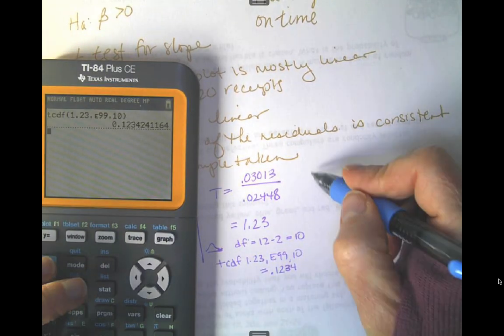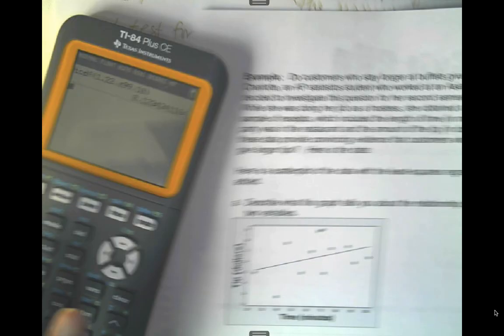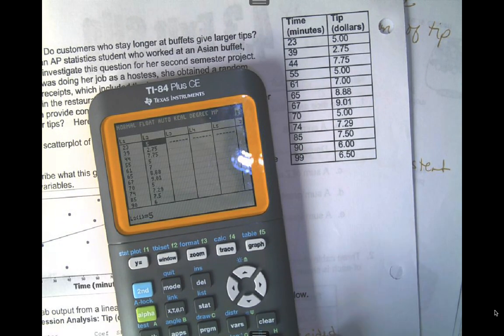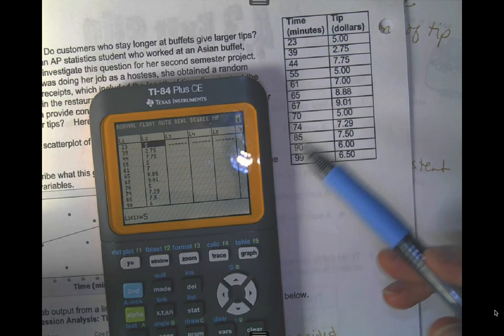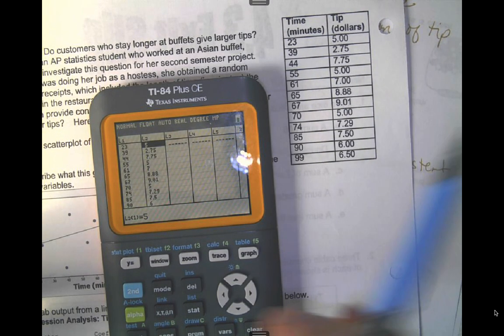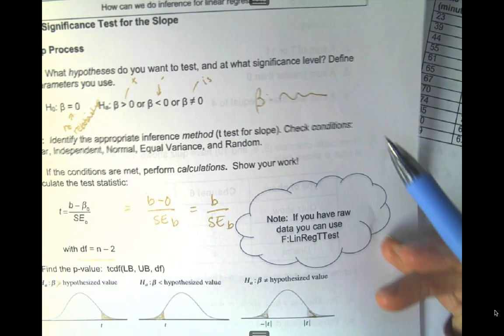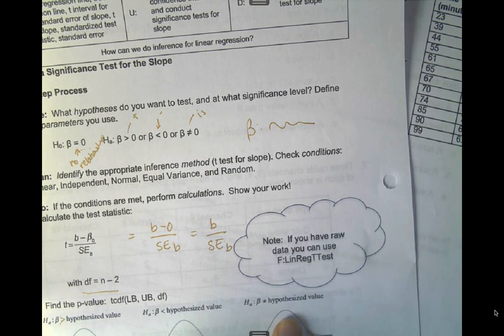Lastly, the last way you could do this one is if you notice here, there's a bunch of data there. So you could type all that data into your calculator, which is what I did here already. So if you want to do that, go ahead and pause your video and do that. And then what we can do is what I have written on the first page: if you have raw data, you can use that LINREG t-test.